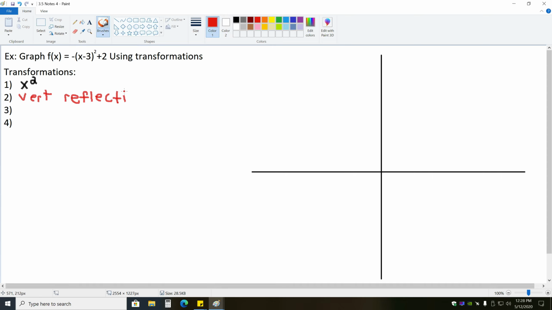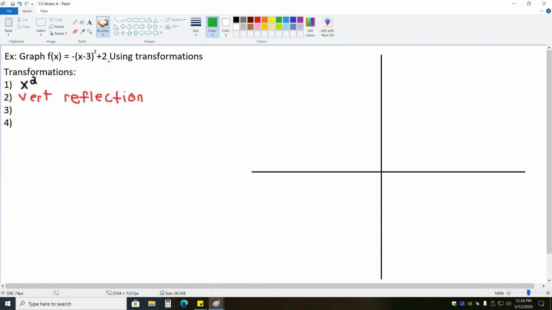Remember, whenever you multiply a negative on the outside of your function, notice the negative is not inside the square. That means it's vertical, and the negative represents a reflection. We are not multiplying by any number other than 1, though. It's a negative 1 technically. So that means there is not a vertical stretch or compression. So we can move on to the next step, which is addition and subtraction.